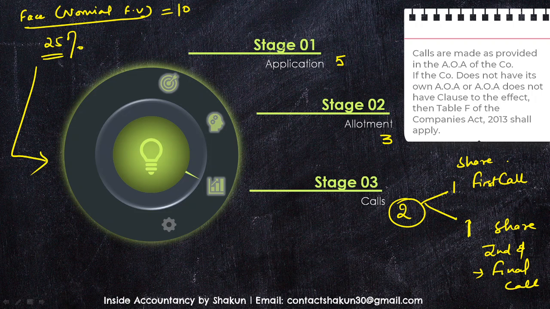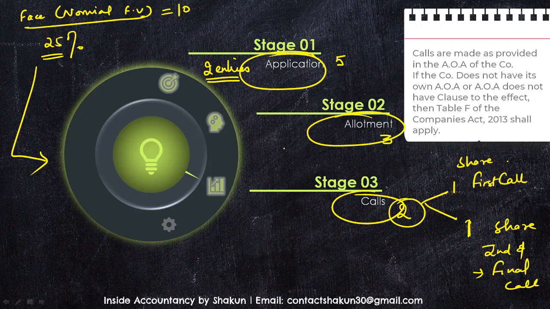So broadly, there are 3 stages: application, allotment, and call. There can be as many calls as the company wants. Now we will be talking about the accounting treatment, but you should understand that every stage will have 2 entries. We'll understand all these entries in detail in the next slides. So these are the 3 stages in which the nominal face value may be called.